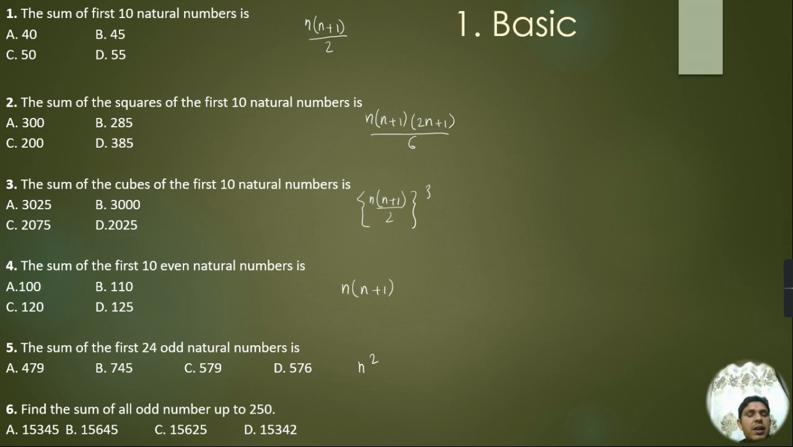Based on the concepts, let us do question number 6. Find the sum of all odd numbers up to 250. So students, find out how many odd numbers there are till 250. The count will be 250 divided by 2, that is 125, right? So all in all, I have to find the sum of 125 odd numbers. So this will be simply n square, and if we do n square, we will get the answer 15625. So here the answer of this question will be C. For the rest of the questions, we simply put the value of n and find the answer, right?